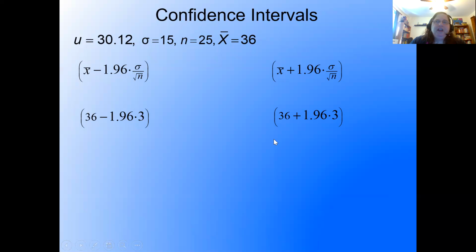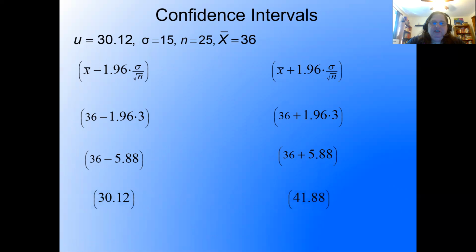Okay. So now we just have to multiply next. 36 minus 5.88 and 36 plus 5.88. That's our multiplication. And then finally, we'll add and subtract to get 30.12 and 41.88. That's our confidence interval.